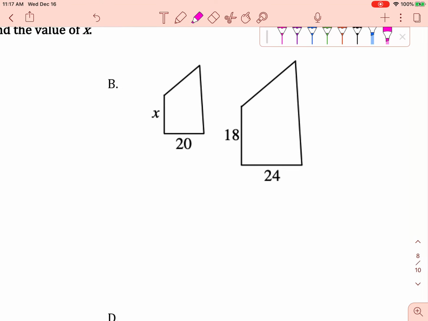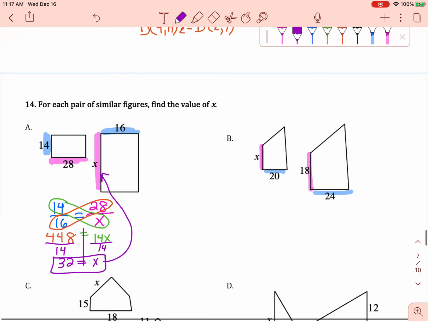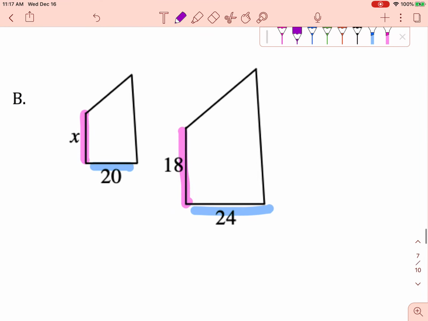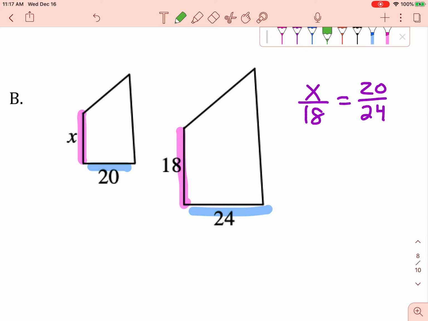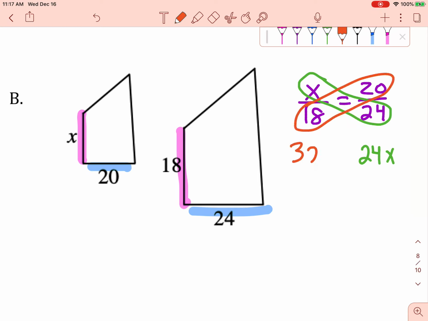Over here, again, we're picking out the corresponding sides. So I have these sides corresponding and these sides corresponding, assuming these are similar. They tell you that these are similar figures, which is why we can do this. So I'm going to do the smaller pink over the larger pink is equal to the smaller blue over the larger blue. I like to reduce my fraction first, but I'm going to do that. So we're going to do x times 24, 24x, and 18 times 20.